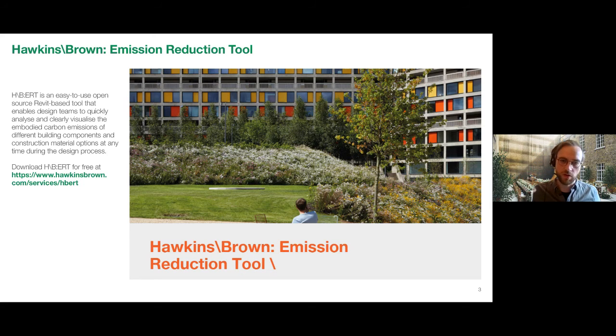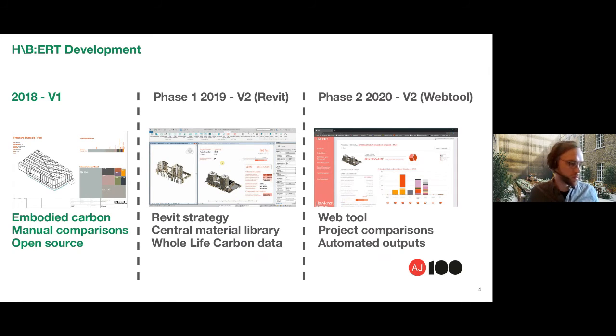hawkinsbrown.com/services/Herbert. If you just search for Herbert, you will find it on Google. When you go on that download page, it talks you through all the different things about the tool, and what you also get when you download the tool. You'll get a how-to guide, and it'll show some links to videos of how to use the tool. So I'm not going to go into too much depth about how to do that now.